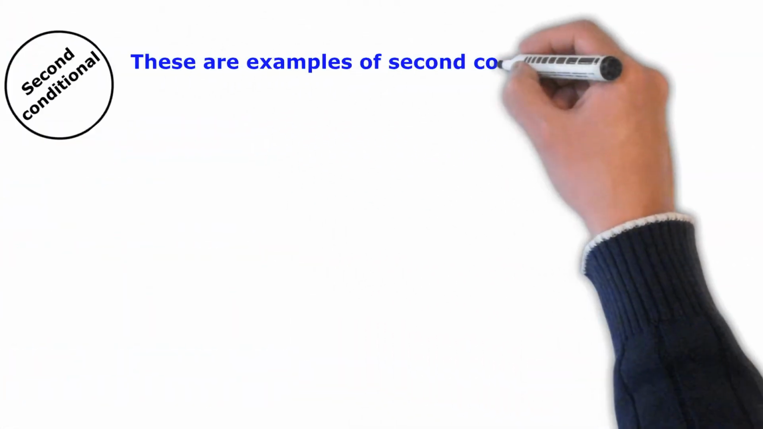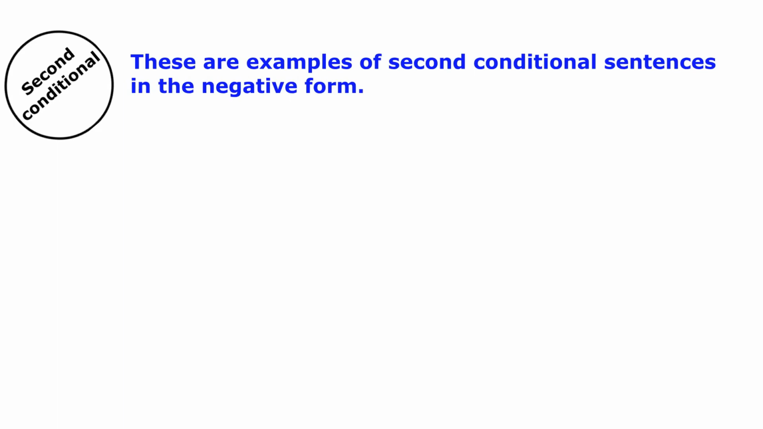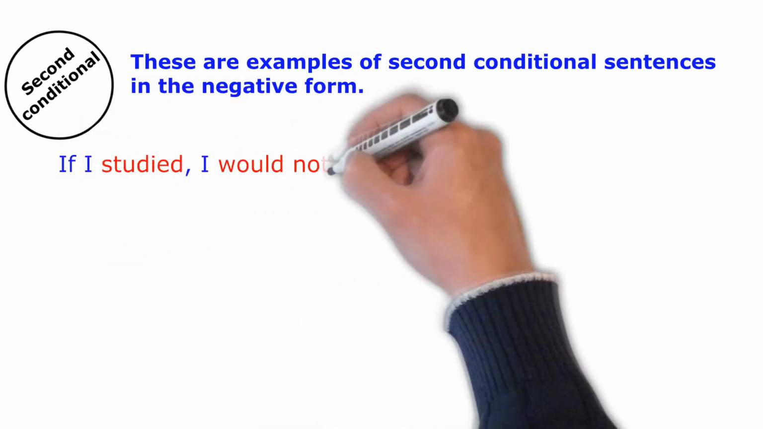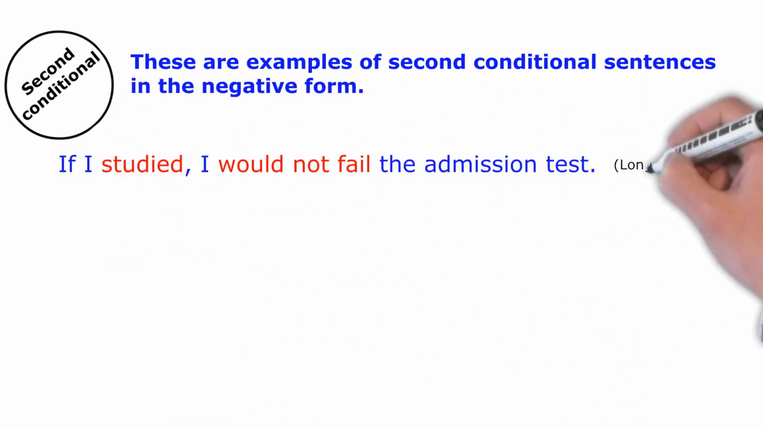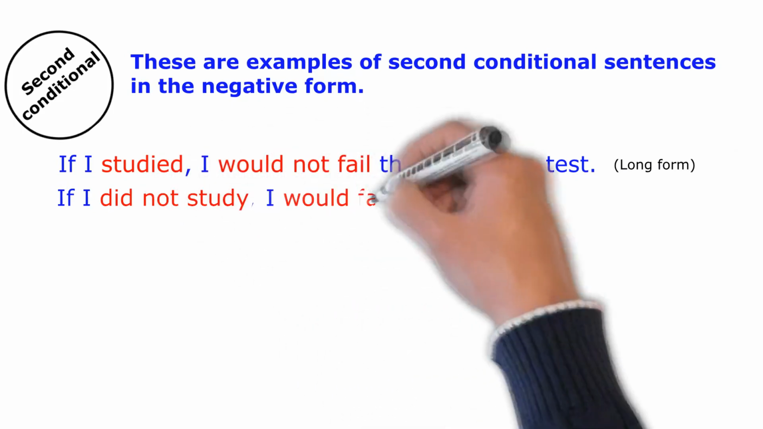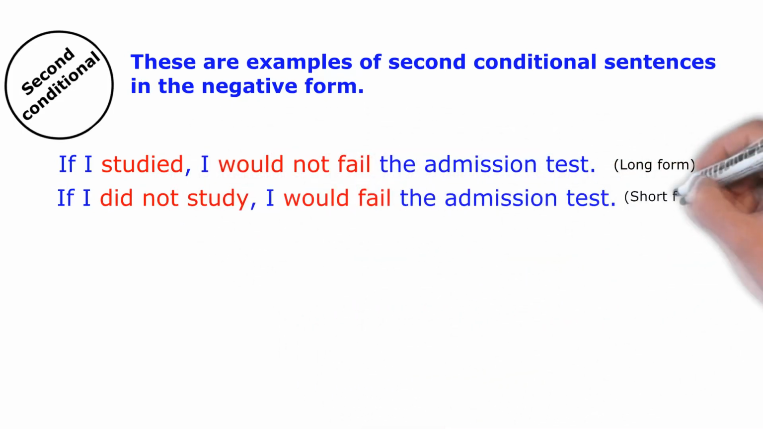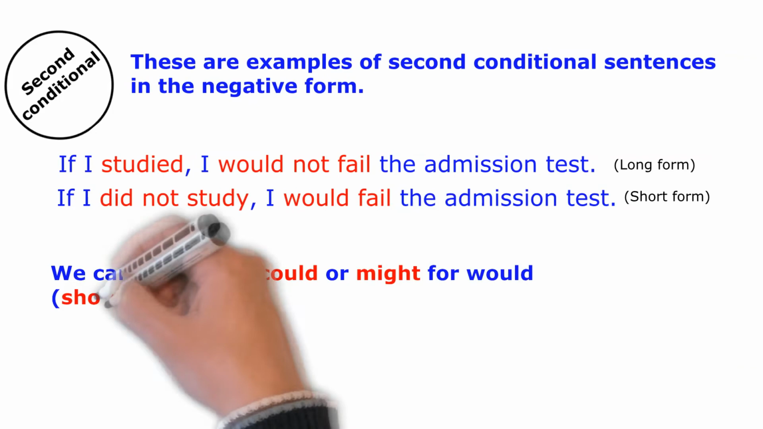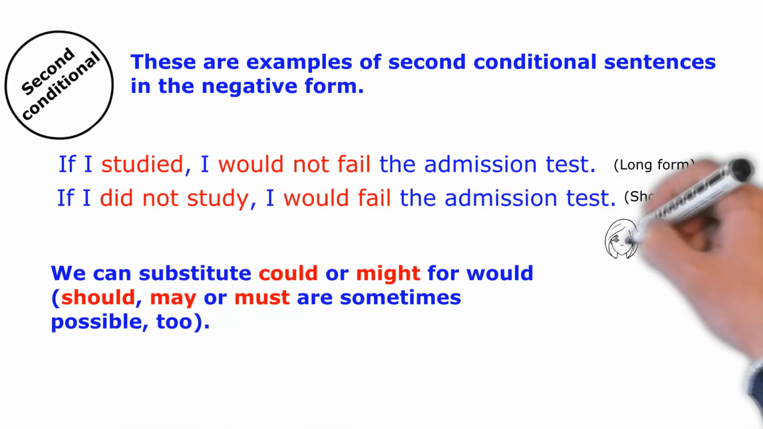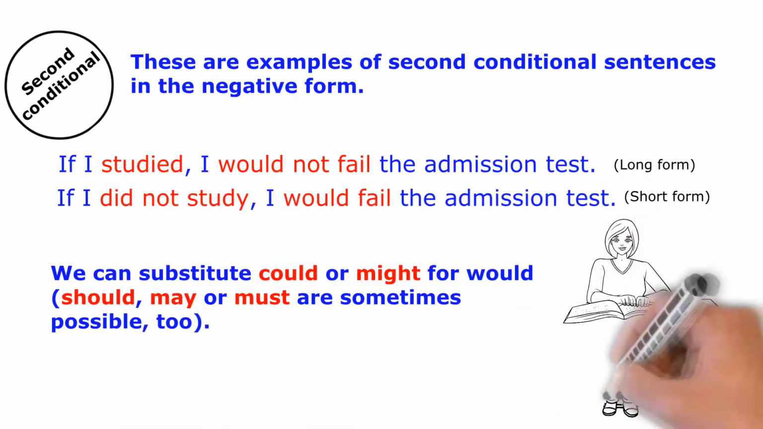These are examples of second conditional sentences in the negative form. If I studied, I would not fail the admission test. If I did not study, I would fail the admission test. We can substitute could or might for would. Should, may, or must are sometimes possible too.